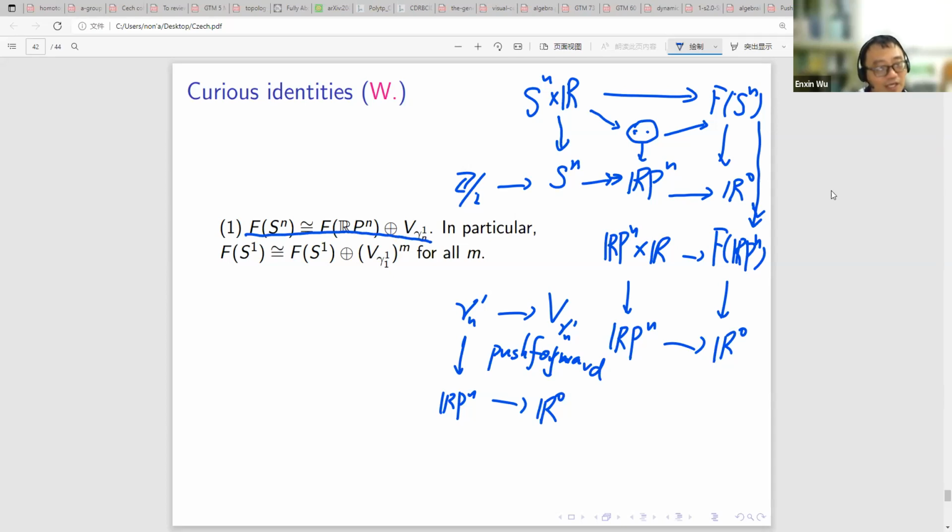So in particular, if you take n equal to 1, what do you get? This is S1, but RP1 is also isomorphic to S1. So that means you have FS1 isomorphic to the split of FS1 out of a V of gamma 1, 1. So if you view S1 as RP1, you have the canonical line bundle there. So you can split out a gamma 1, 1 there, and you can split finitely many.